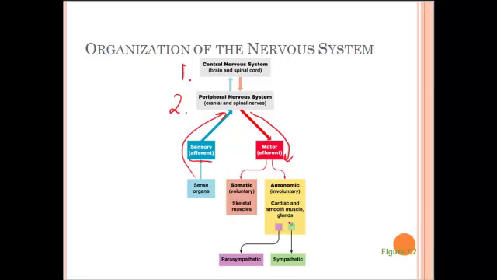The autonomic system can further be broken down to the parasympathetic and the sympathetic system. And these are two systems that work opposite of each other. And you may have heard of this idea of fight or flight type reactions.